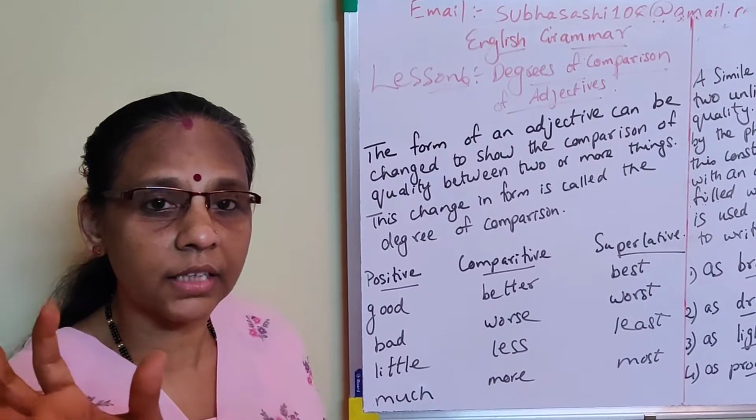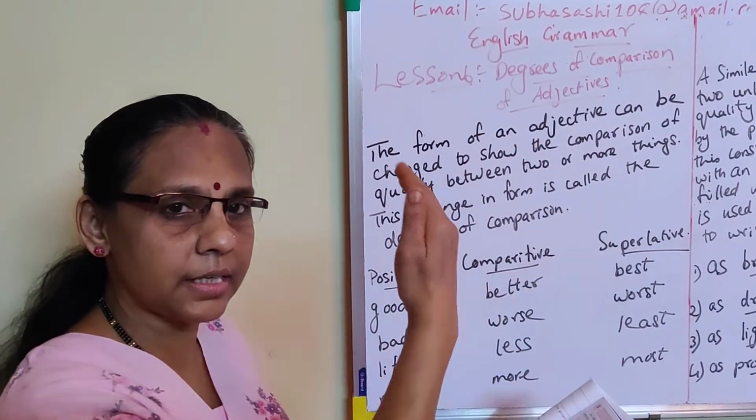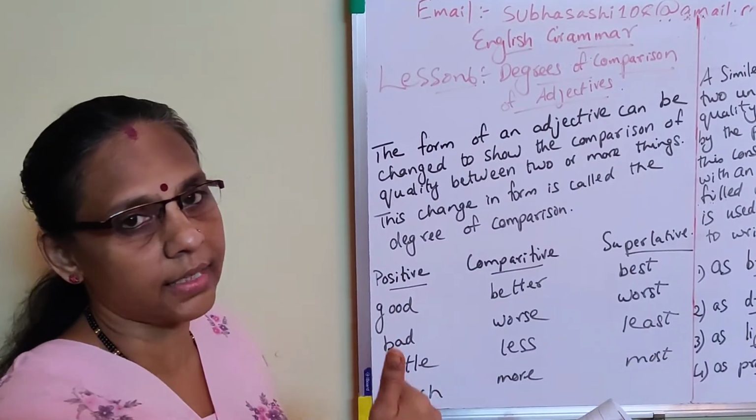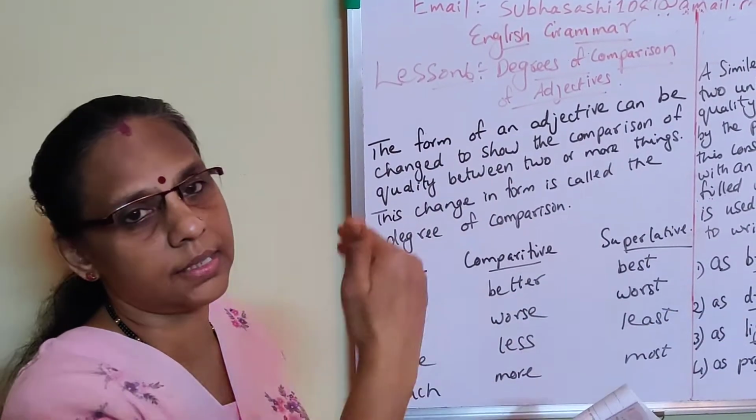How to find out an adjective? If they say about a noun and it is described, it is an adjective. If the meaning of the noun is being given, it is an adjective. And if it describes the noun, it is an adjective.